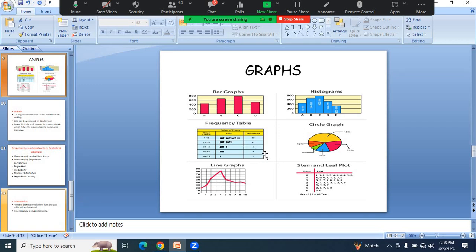We have just done the frequency table. You must be knowing about the tally marks table, right? Then a circle graph is a pie graph only. Then line graphs, we have ogives, stem and leaf plot. This is also one of those used, but not in schools. We use it in higher classes.